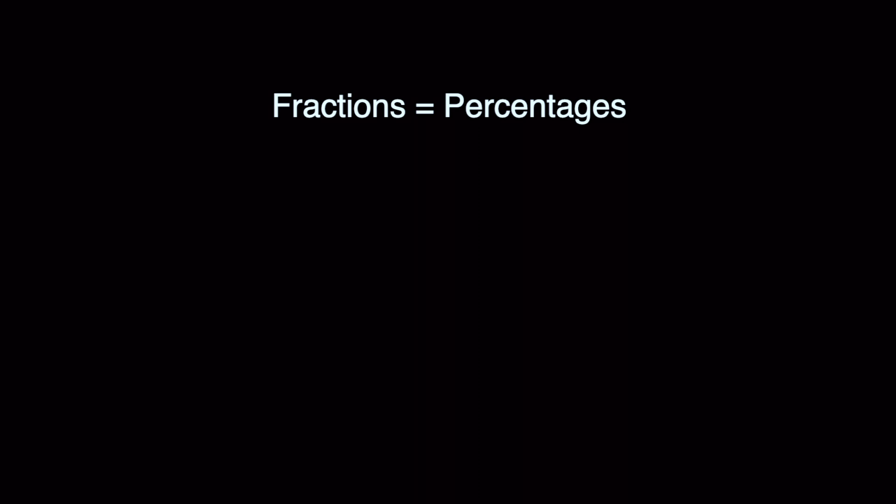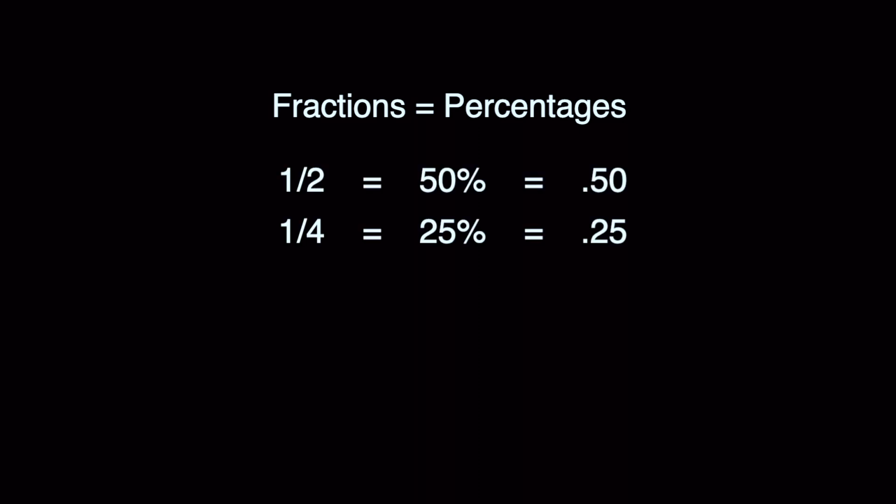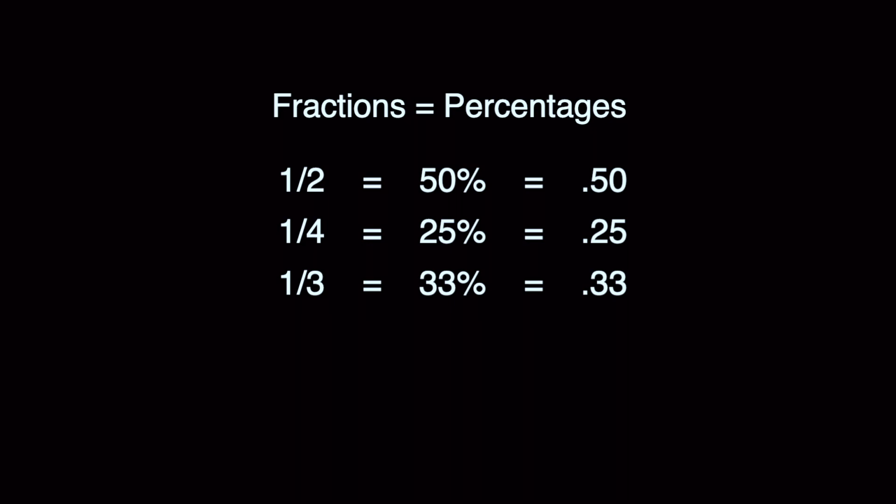Fractions and percentages are the same thing. That is, they are equal. Half equals 50%. 1/4 equals 25%, or 0.25. 1/3 equals 33.33%, or 0.33. And 3/4 equals 75%, or 0.75.